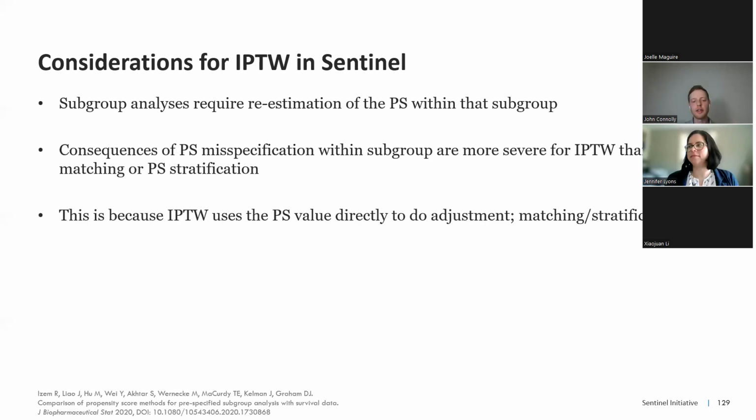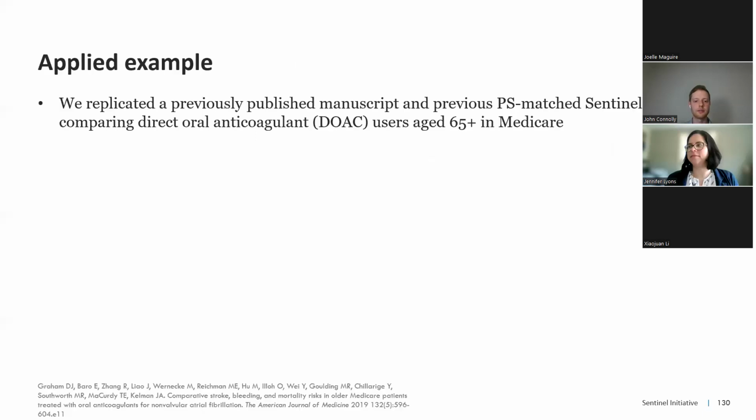And the high level intuition for that is because, as we just talked about, IPTW is using that propensity score value, the actual probability, directly to calculate the weights, and that's where the adjustment comes from. In matching and stratification, the value is also important, but ultimately the goal there is to match someone up with someone with a similar propensity score. So the absolute value is a little bit less important. And that's why we built the tools to reflect this difference. So you do need to re-estimate your propensity score when you do subgroup analyses in IPTW.